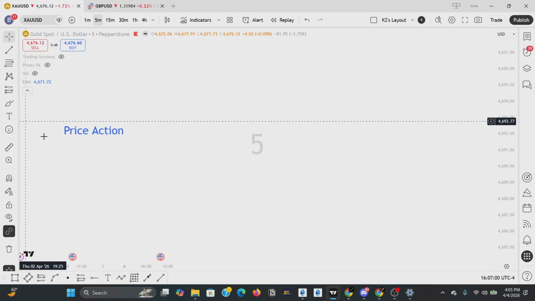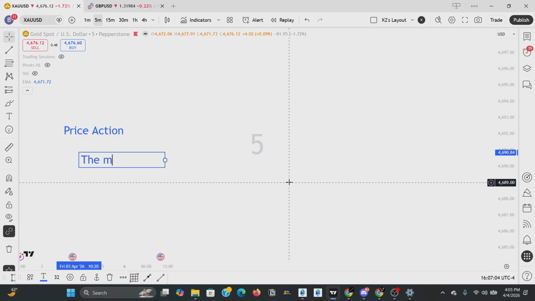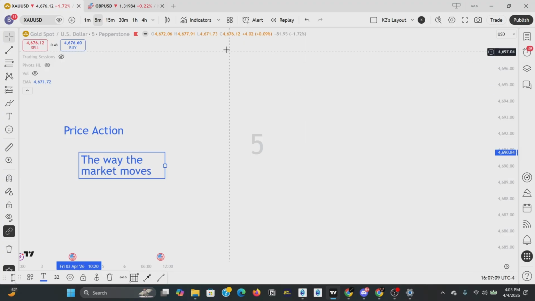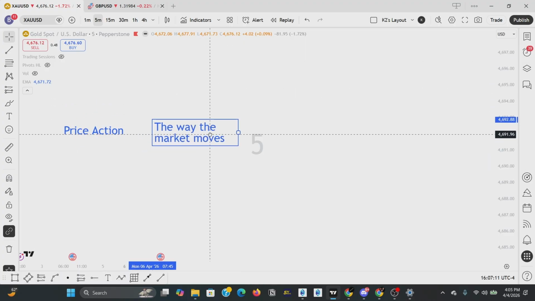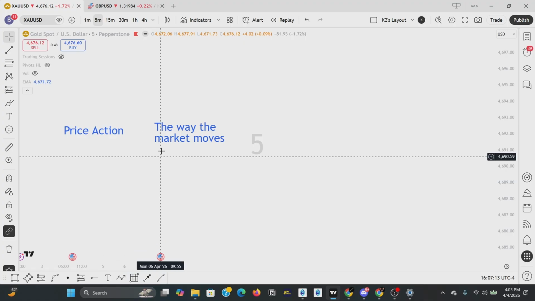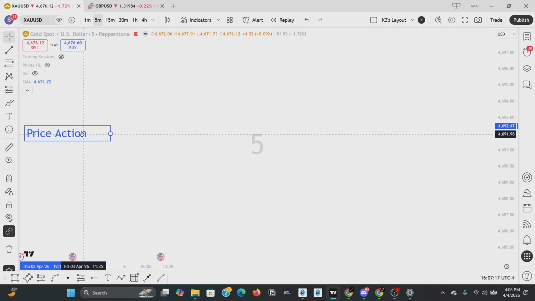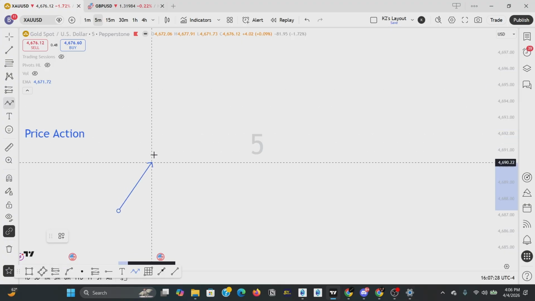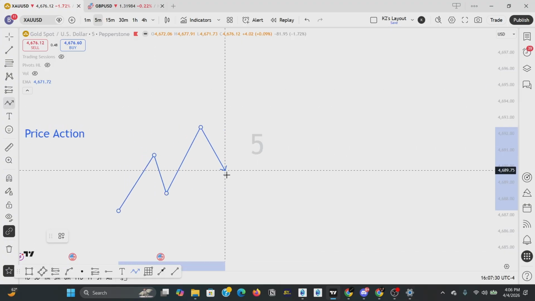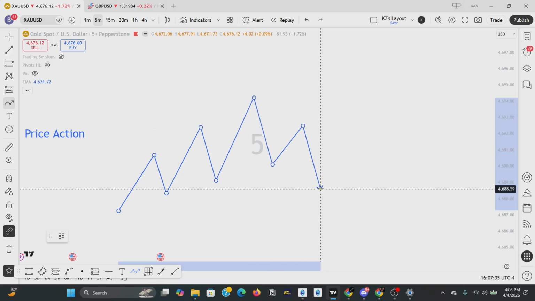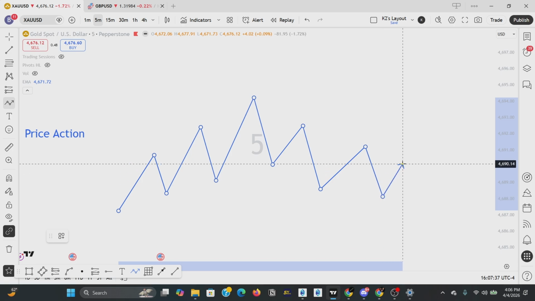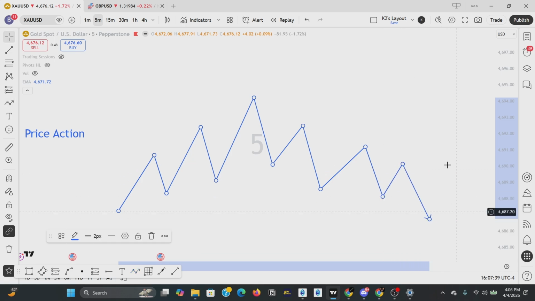Now, I've already explained what price action is. Price action is the way the market moves, right? Now, what does that mean and what does that look like? I'm going to show you. This right here is simply price action. What is price doing? How is it moving? It's as simple as that, right?